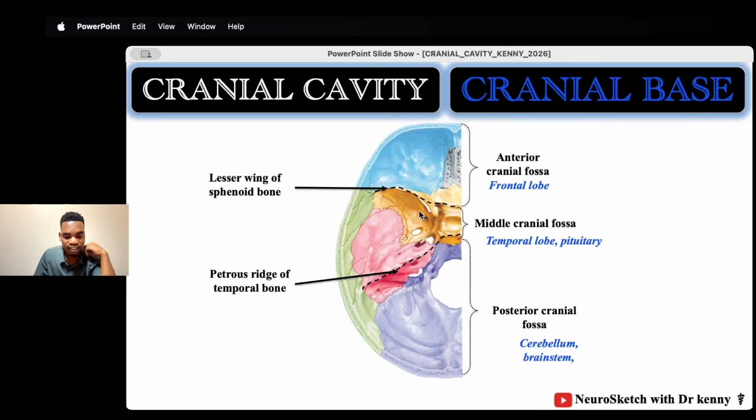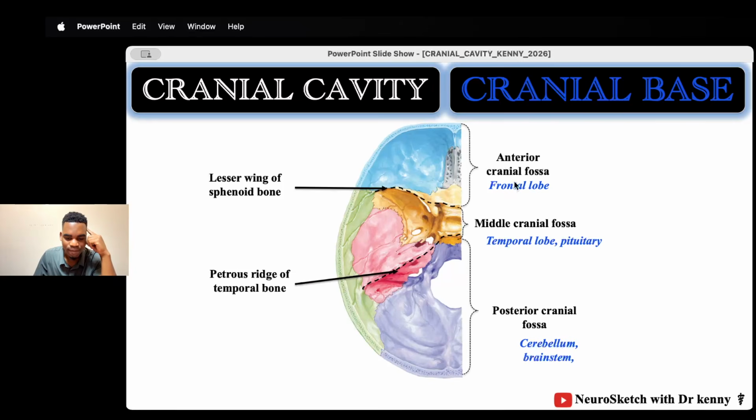So what demarcates the anterior cranial fossa and the middle cranial fossa? The anterior and the middle cranial fossa are separated by a line through the lesser wing of the sphenoid bone. We discussed the sphenoid bone; you can always go back to watch that discussion. And then the middle cranial fossa is separated from the posterior cranial fossa by the line through the petrous ridge of the temporal bone.